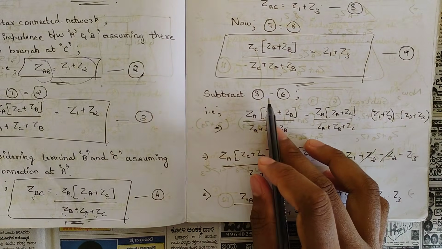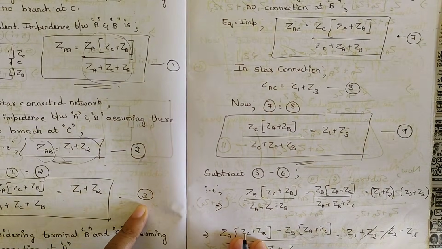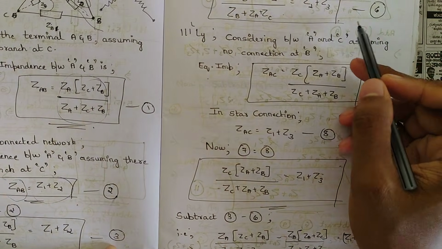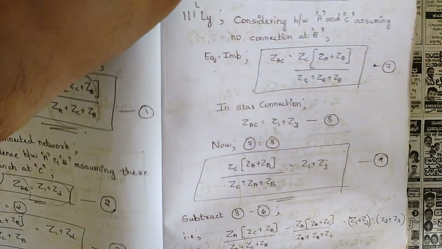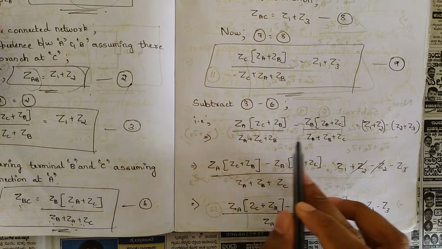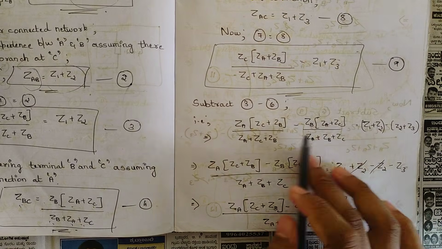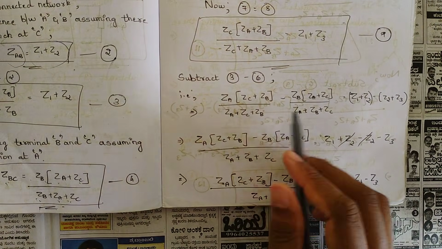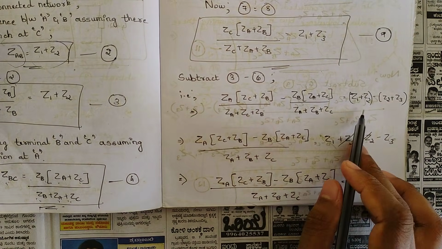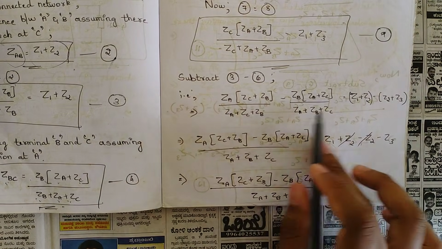Now we should be subtracting equation 3 minus equation 6, whatever we have written. Why? Because we would be getting one simple derivation here. Subtract it, solve it like this. Do the mathematical steps here. I won't explain those mathematical steps. I hope that you might be knowing it. I'm just going to show this now.